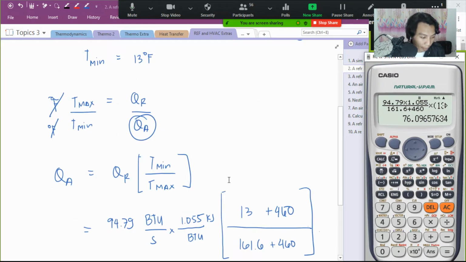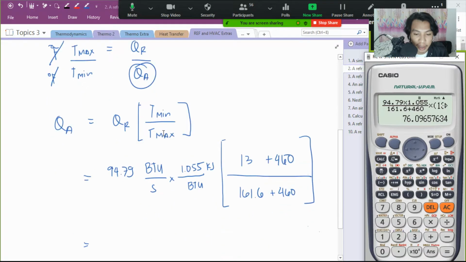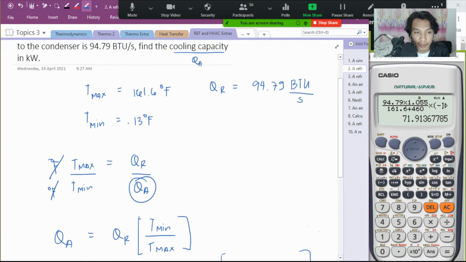Tama. So, may kulang dito. Minus 13 pala dapat. Minus 13. Hindi ko nakita yung minus na binasa dyan. Yun. Minus 13. Ayun.